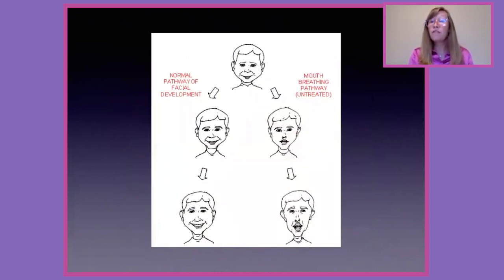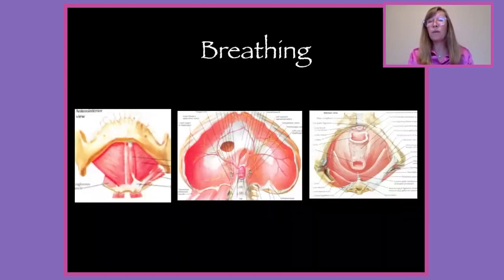We talk about facial growth and development, what happens when you don't have a good lip seal. We get a long face here because the face is trying to open up in the front to compensate for the back being narrow. We're trying to optimize oral volume in whatever way we can.